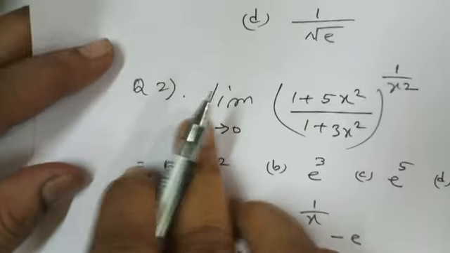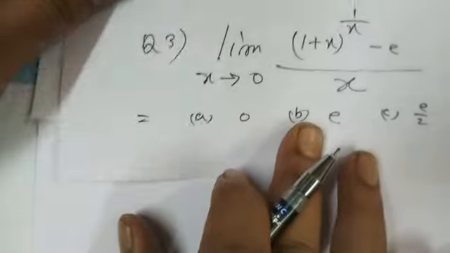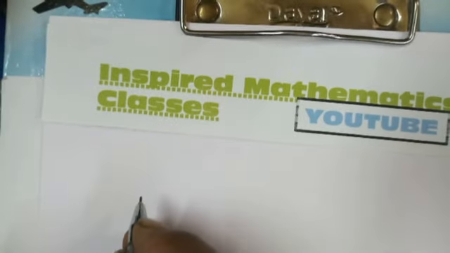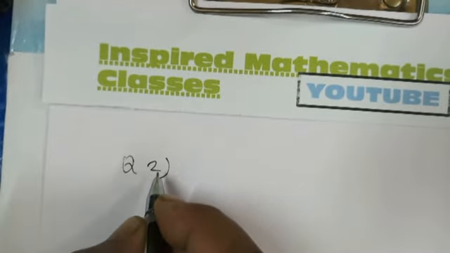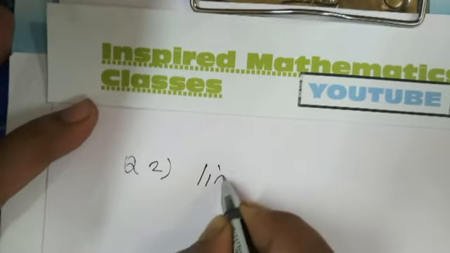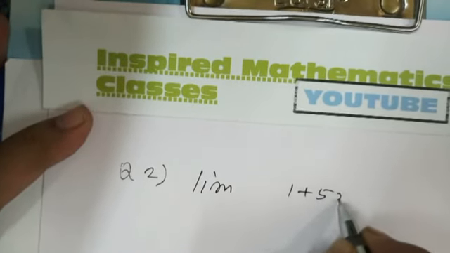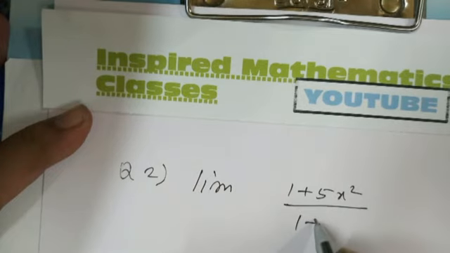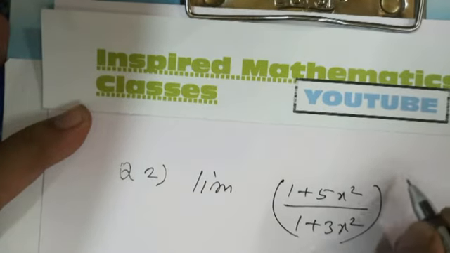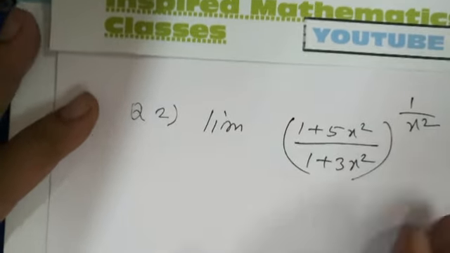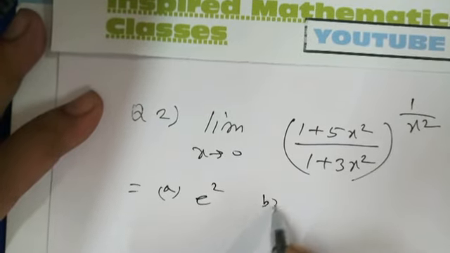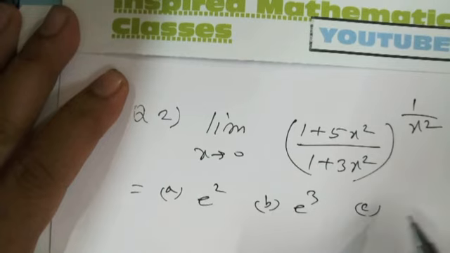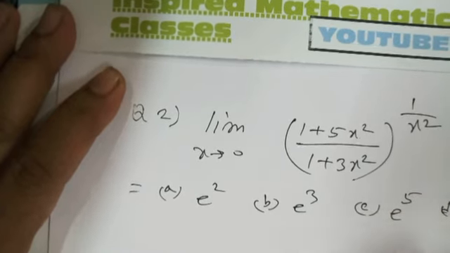Okay, so next, let's do question number 2. Question number 2 is: limit of (1 plus 5x square over 1 plus 3x square) whole to the power 1 by x square, as x tends to 0. Its options are: A is e square, option B e cube, option C e to the power 5, and option D is 0. Which is the correct option?